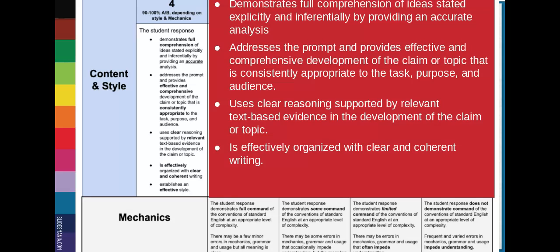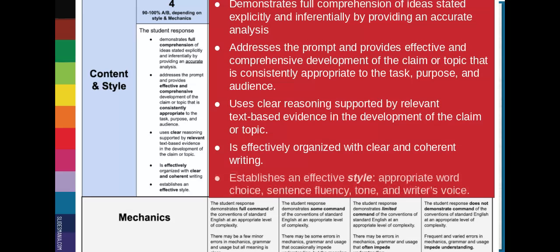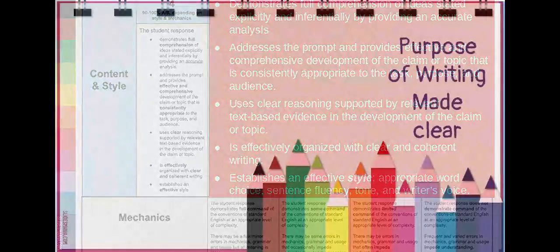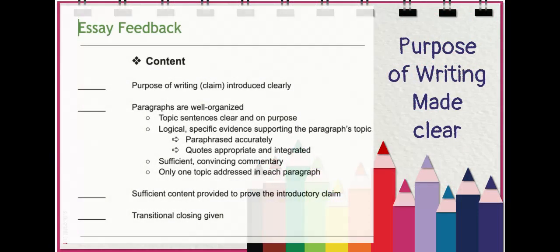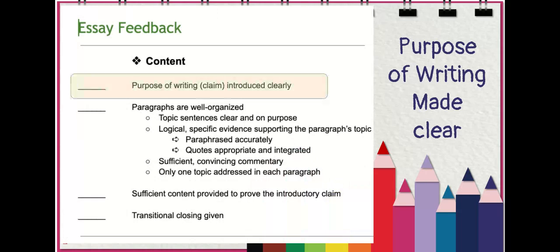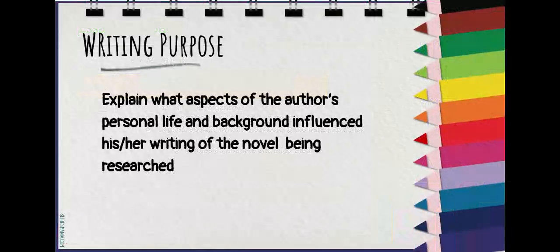This is where our topic sentences, our text evidence, our conclusion sentences are going to come into play. And then you need to have an effective style, so appropriate word choice, sentence fluency. We're not having a bunch of short, choppy sentences. Tone and writer's voice. So, we're going to talk about the purpose of writing first. This is the claim that you are going to come up with for this essay. So again, the topic is explain what aspects of the author's personal life and background influenced his or her writing of the novel.